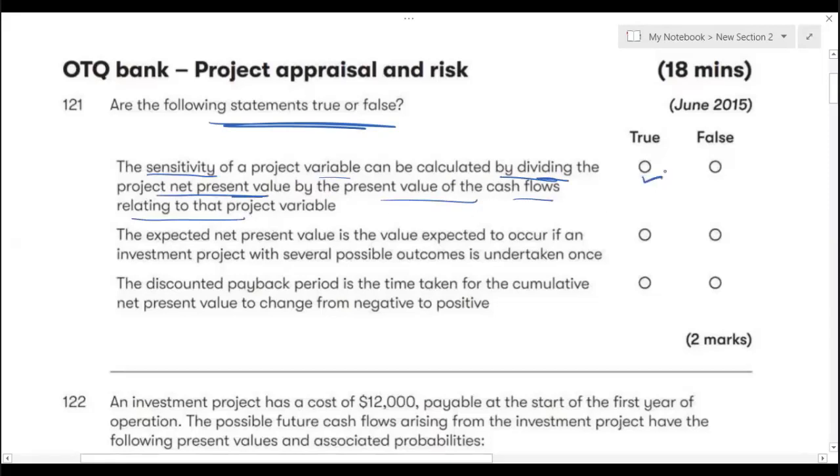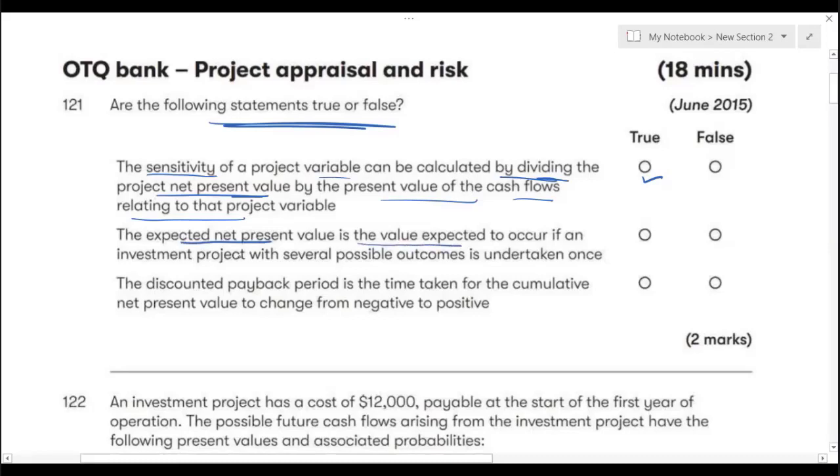True. For example, if we are performing sensitivity analysis on selling price, what are you going to do? NPV divided by present value of sales. And obviously we have discussed if NPV is after tax, then the denominator will also be after tax. So simply, if you are performing sensitivity analysis on a selling price, you will be dividing the NPV with the present value of sales.